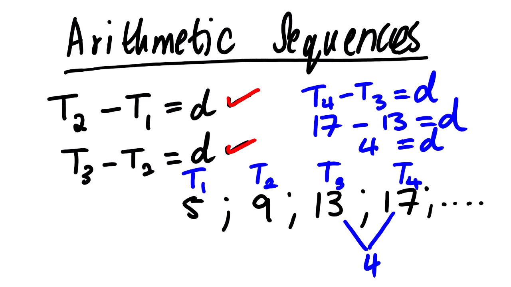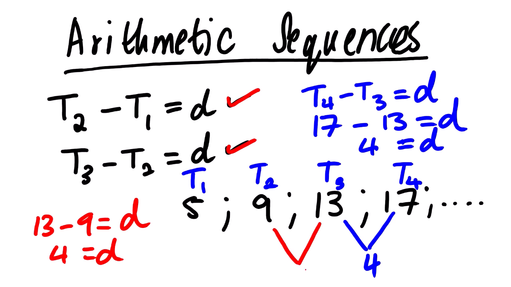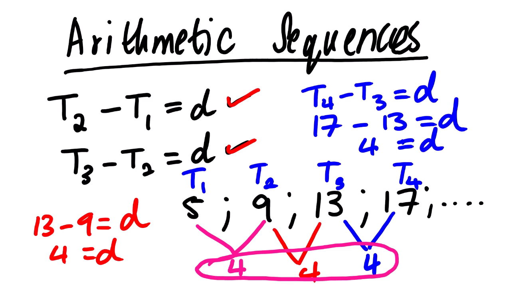Let us proceed. We look at T3 minus T2. T3 is 13 minus 9, which also gives the difference 4. Looking at T2 minus T1, 9 minus 5 also gives us 4. So you can see that the difference is common. If the difference is common, then we conclude that this is an arithmetic sequence.